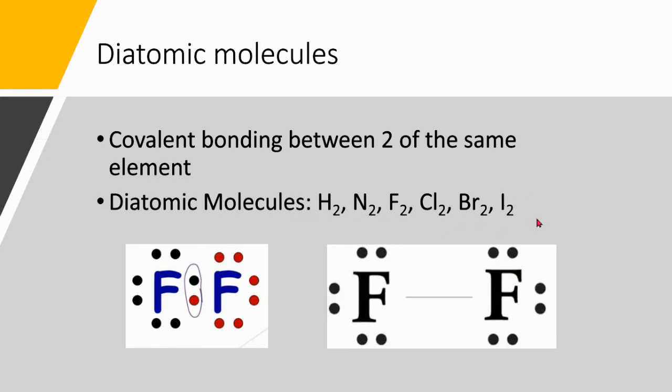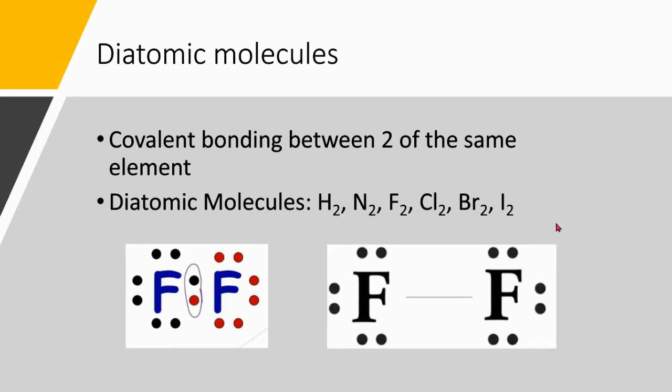If you go to a periodic table, you'll notice that H is up in this corner, but then the N and the F, Cl, Br, I, they're all kind of over here on this side. So they follow a pattern. So if you look at your periodic table, you can probably know which ones are diatomic molecules pretty easily.